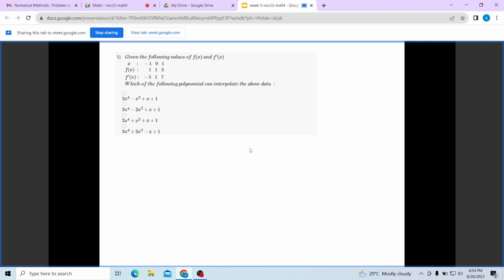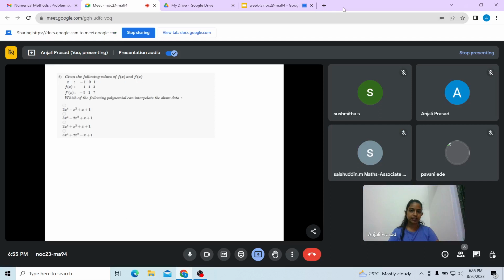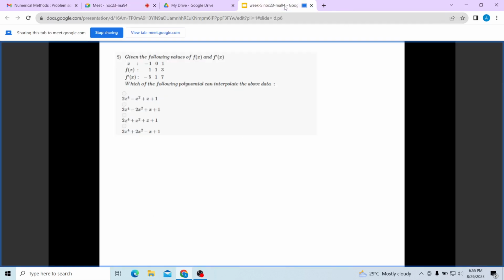Okay, so first of all tell me which formula will you apply so that you will get the polynomial interpolating this data? Hermite interpolation. Yes. So just apply the Hermite interpolation. Fast is better. So solve it and tell me which option is correct. If option A is correct, I have solved. Okay.